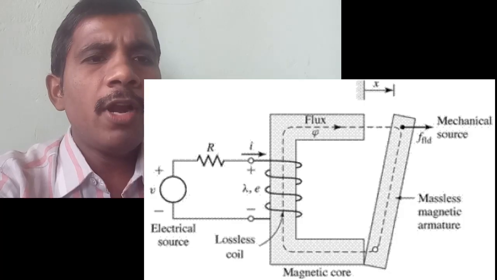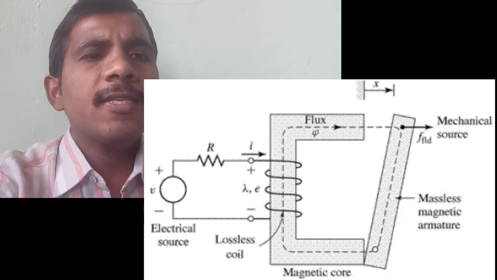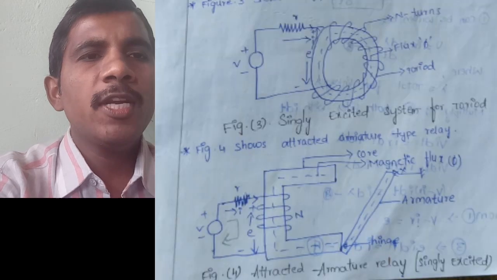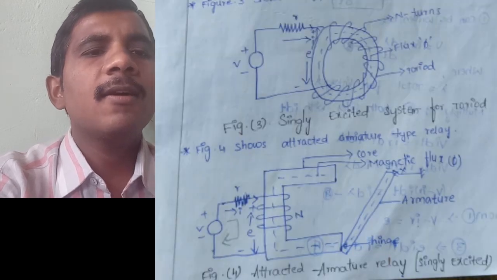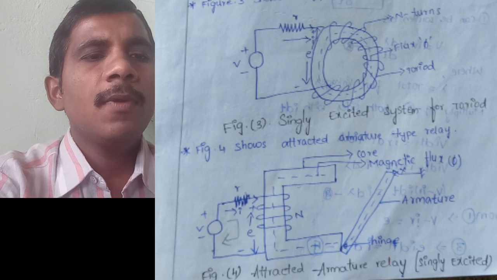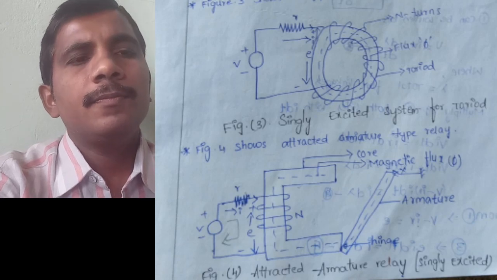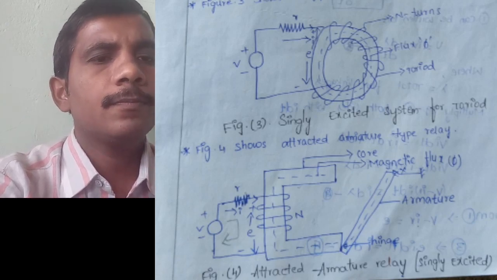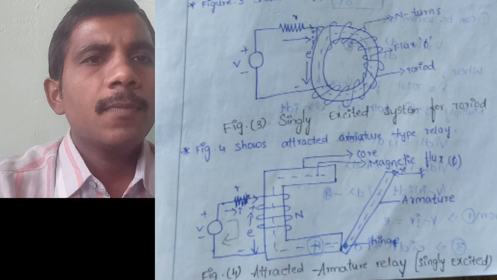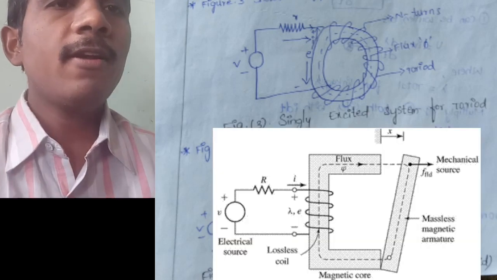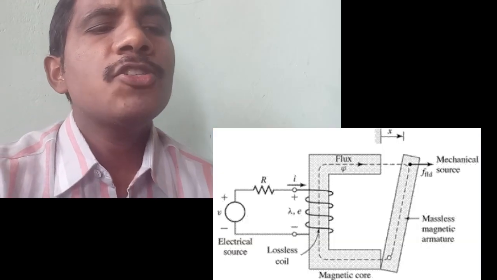It consists of a toroid. After that we are giving a DC supply for the toroid, plus and minus. Hence only a single supply is there. Hence it is called a singly excited system. A singly excited attracted armature type relay, as shown in the figure.